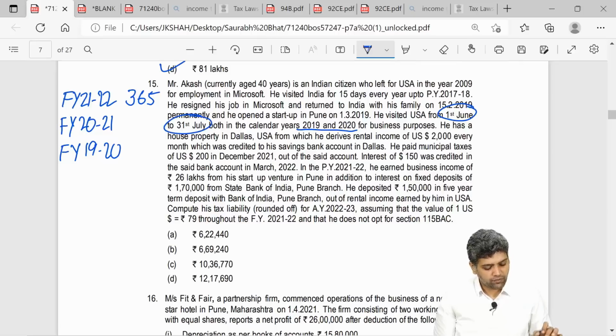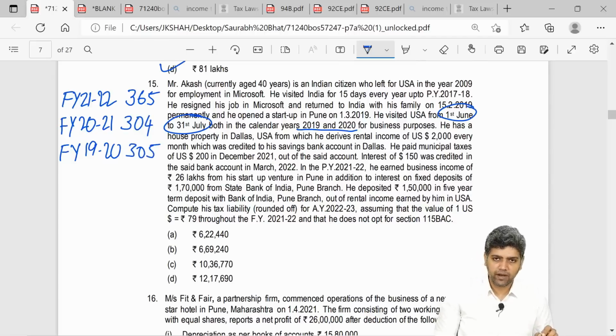So as far as FY 2021 is concerned, he was in India for 304 days, and as far as FY 19-20 is concerned, he was in India for 305 days. Sir, how 305? FY 19-20 was a leap year. So February had 29 days. Now, as far as residential status is concerned, in the current year, because his stay in India is 182 days or more, he would be regarded as resident of India in the current year.